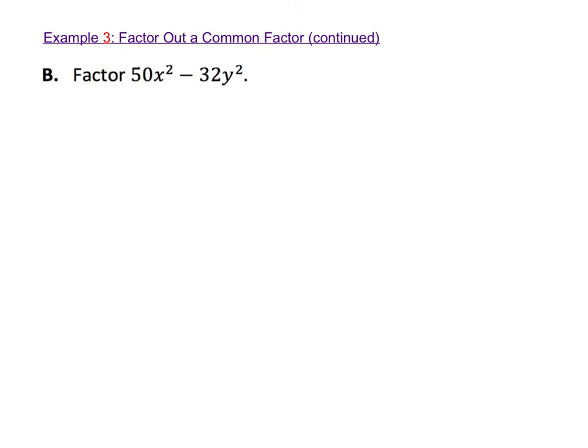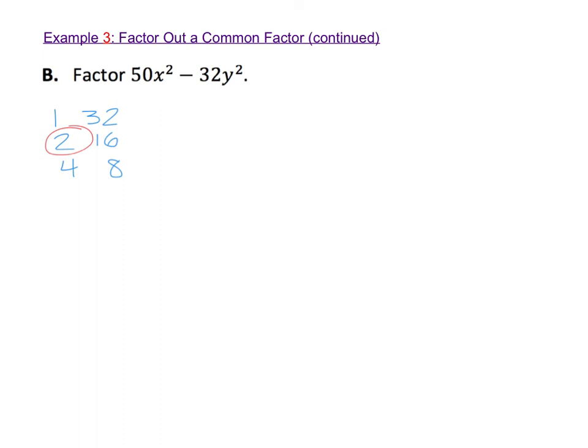It might help to list out the factor pairs. I'm going to list the pairs of 32. 1 times 32, 2 times 16, and 4 times 8. Now, of those numbers, we want to find the biggest number that's also a factor of 50. 32 doesn't work. That's not a factor of 50. Neither is 16. 50 divided by 16 doesn't divide nicely. 8 is also not a factor of 50. So let's try 4. Well, 50 divided by 4 doesn't divide nicely either. But 50 does divide by 2. So our greatest common factor of the numbers is 2.